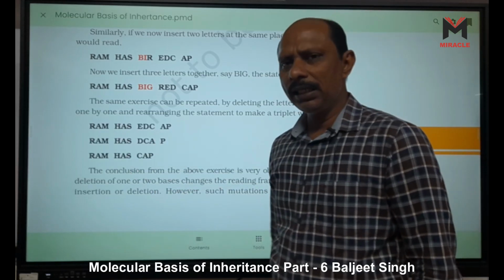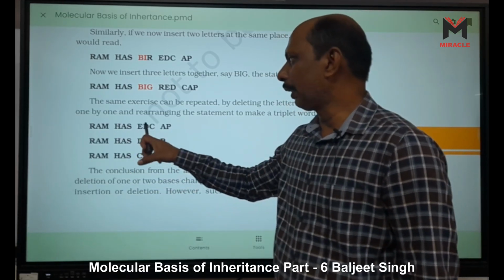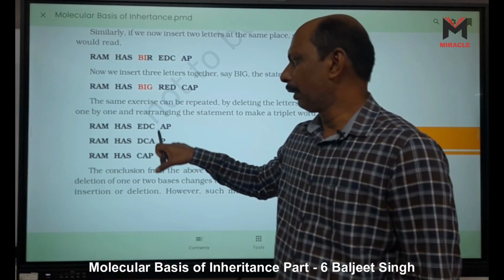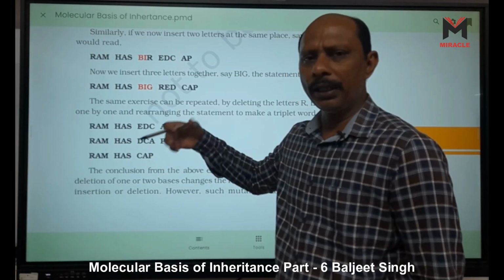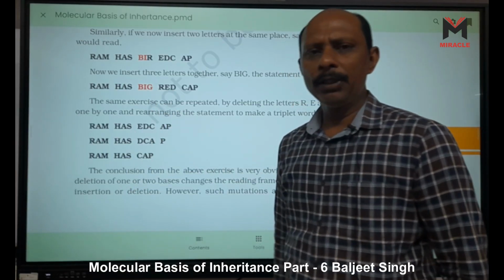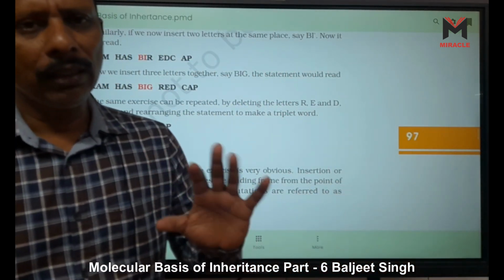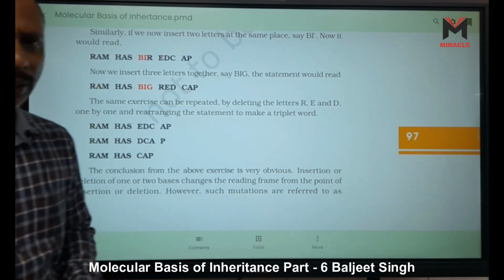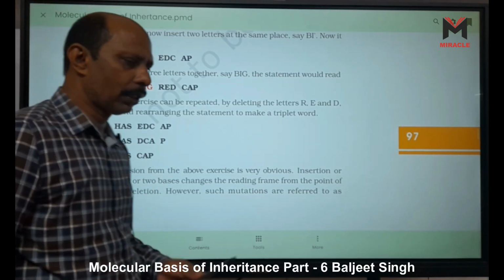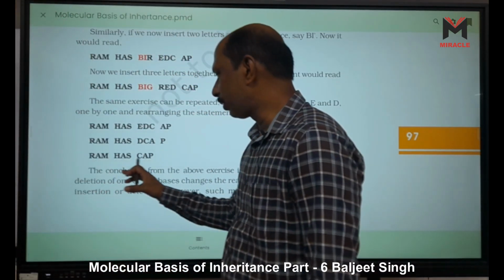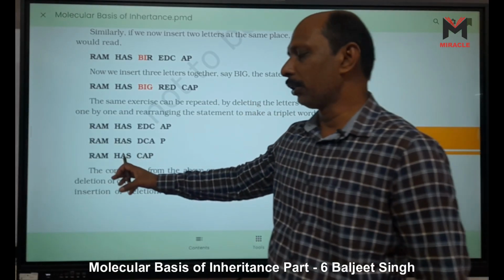Now, if 3 are deleted, then one whole word is deleted. Which one? "Ram has red," right? So "red" is totally deleted, and it becomes "Ram has cap." What happens in the new protein? One amino acid is deleted. Do you understand? This one is a point mutation, but all the other amino acids are the same. Only one amino acid changes.